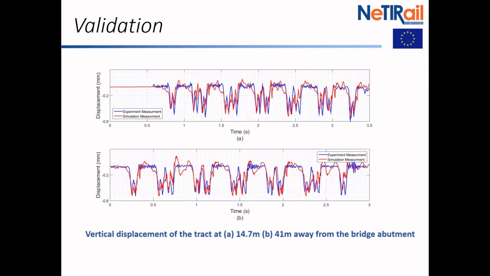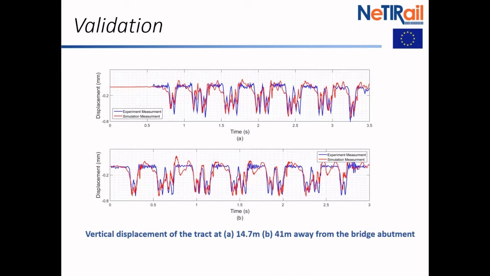And they gave vertical displacement along the track, spelling mistake there, two distances back from the bridge abutment, so about 15 metres back and 41 metres back. And those gave us a reference point with which to compare our model.